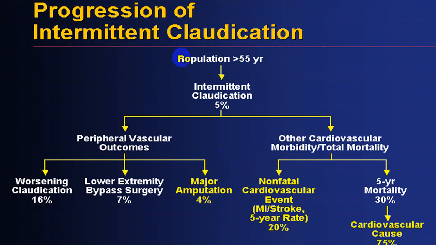Usually, the progress of intermittent claudication can occur, say, it starts in 5% of the people. Peripheral vascular outcome will be worsening of claudication in 16%. The lower extremity might require a bypass surgery in almost 7%, and 4% will require a major amputation. While in the case of cardiovascular mortality and morbidity, non-fatal strokes can occur up to 20%, while 5-year mortality is almost 30%, and cardiovascular cause of death will be in almost 75%. So indirectly, atherosclerosis can end up in cardiovascular death, quite commonly.